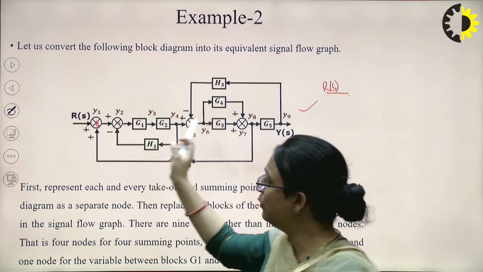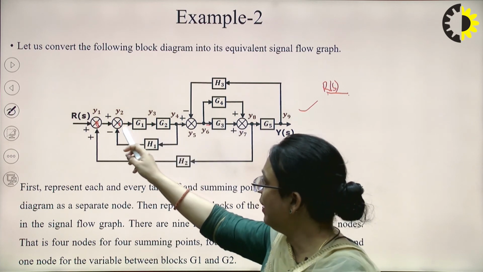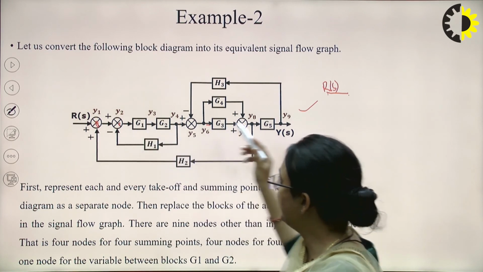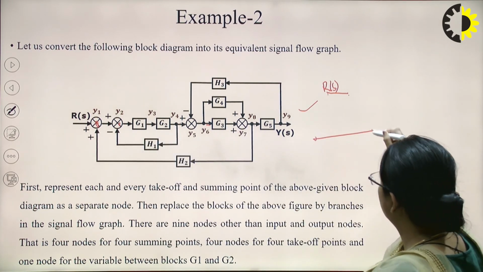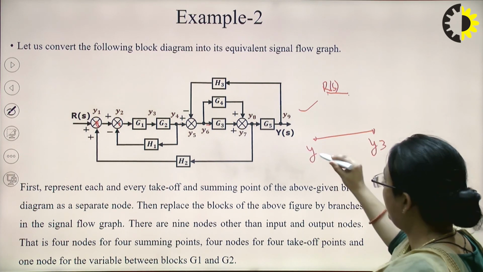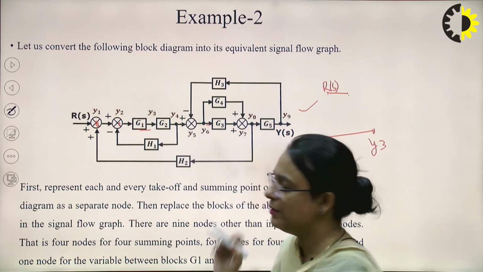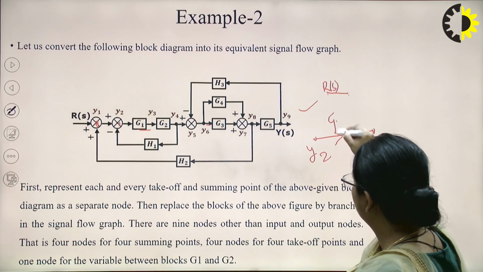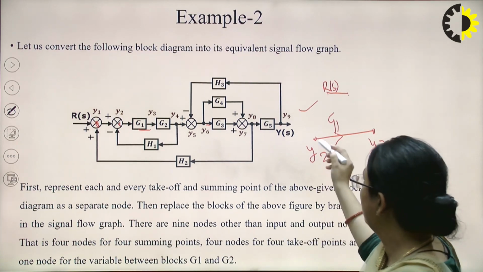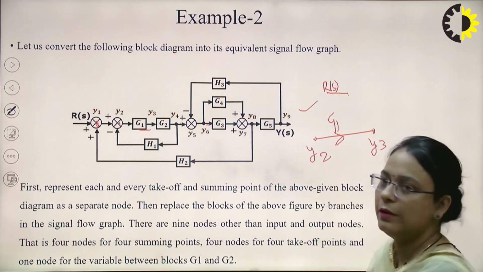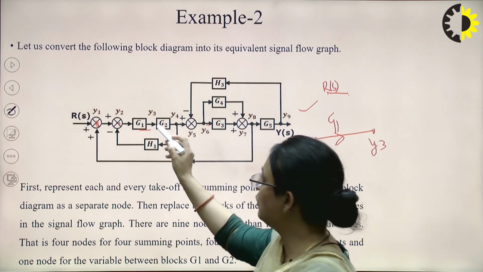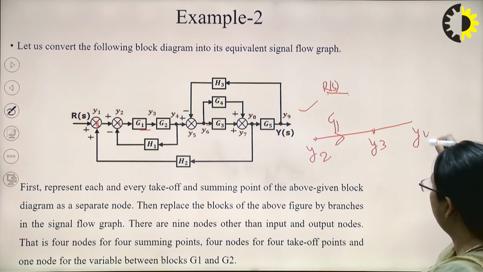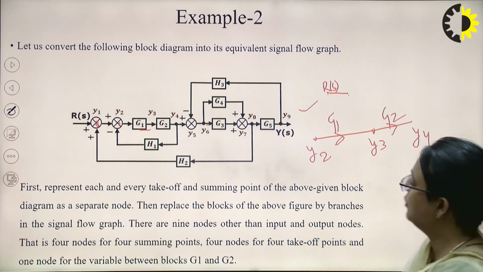Now connect these nodes. Since we have a block in between Y2 and Y3, we can represent it like this. This is Y2, this is Y3. G1 is the transfer function of this block, so we can represent it by G1 as the gain of this branch between the nodes Y2 and Y3. Similarly, G2 is the transfer function between the two nodes Y3 and Y4, so you can write it between Y3 and Y4 and represent it as G2.